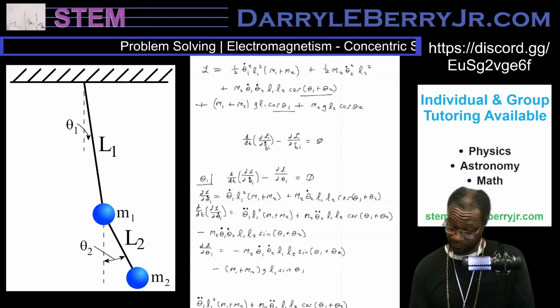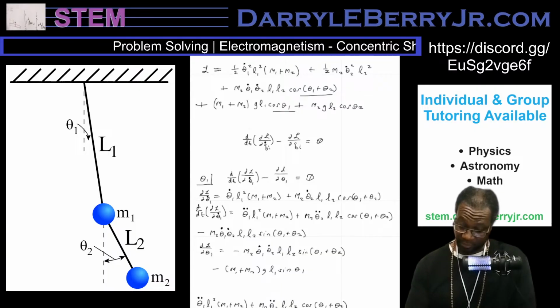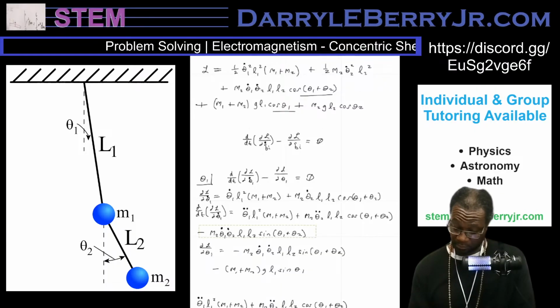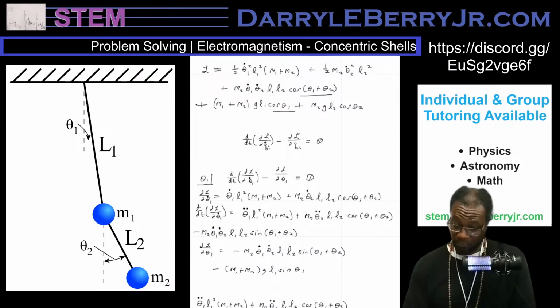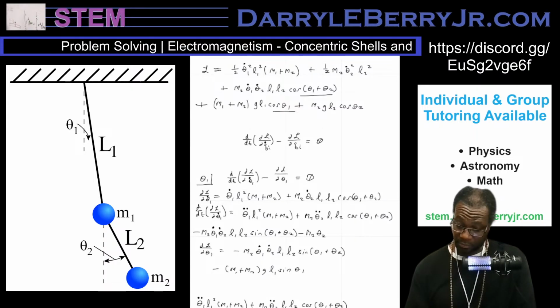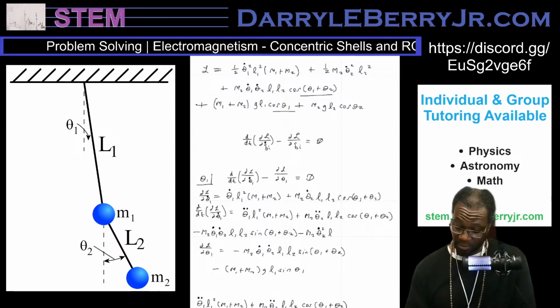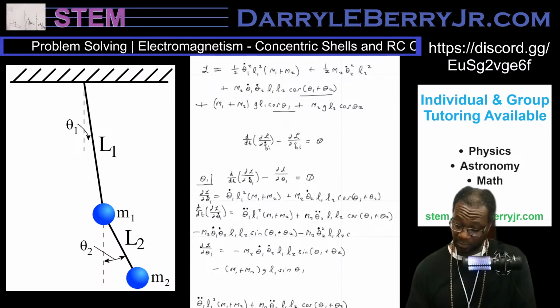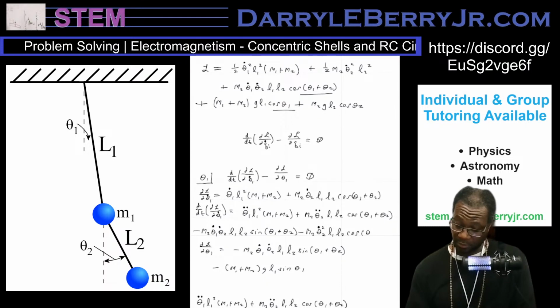See, the term I left off. I left off one of the cosines. I'm also going to minus m2 theta 2 dot squared L1 L2 cosine theta 1 plus theta 2.